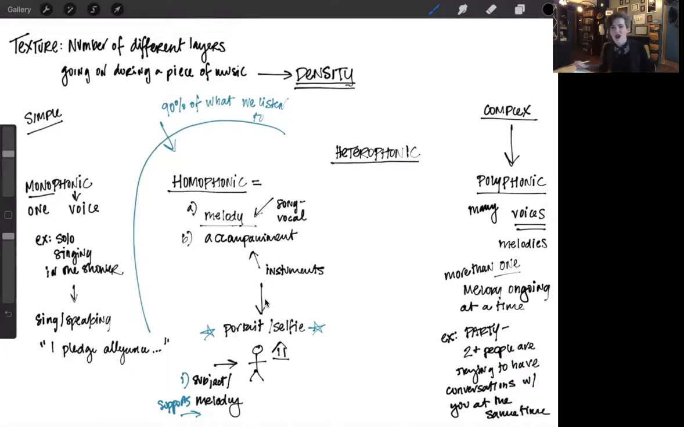I hope you guys can all read my writing. I'm trying to be speedy, but also clear.